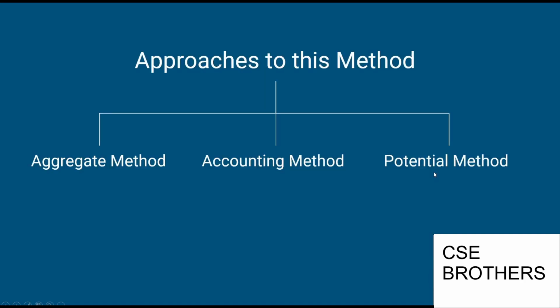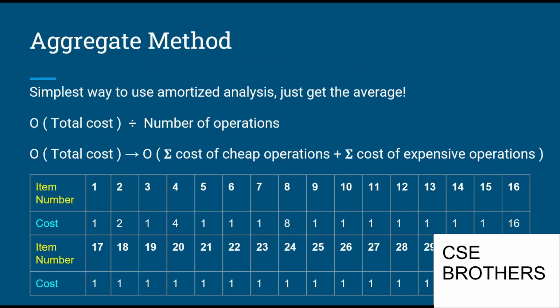So let's understand how amortized analysis works. For amortized analysis, there are 3 methods that we are going to consider: the aggregate method, the accounting method and the potential method. So let's start with the aggregate method. The aggregate method is the simplest way of amortized analysis. All we have to do in this method is take the average. So here, first we calculate the big O of the total cost and divide it by the number of operations. The big O of total cost can be determined by the big O of the sum of the cheap costs and the sum of the expensive operations.